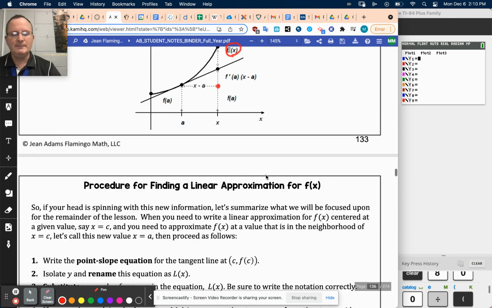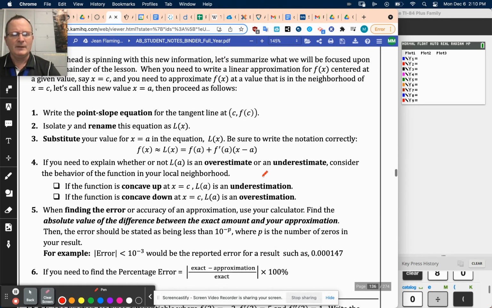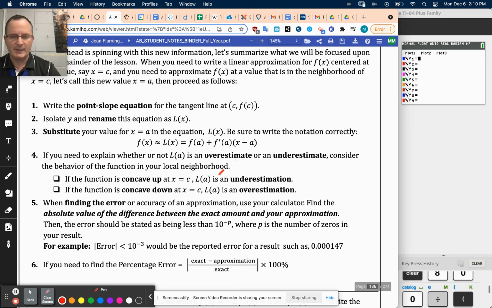Okay, so then, again, this is talked about here. Now, whether or not that tangent line is an overestimation or underestimation depends on the curvature, which is really more unit 5, but we're going to talk about a little bit here.